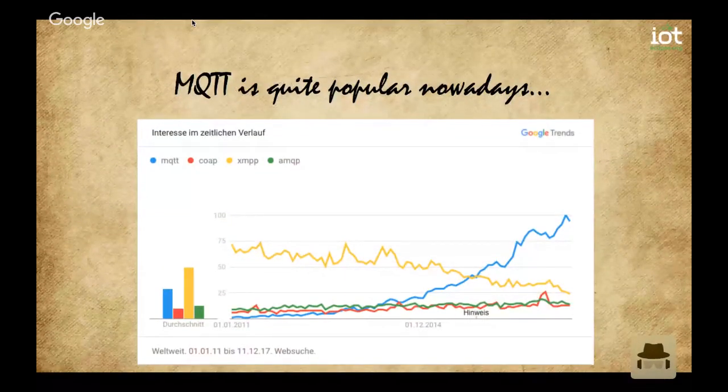And what we also can see, MQTT gained a lot of traction. So this is a Google Trends chart, which shows MQTT compared to other IoT protocols, which are also pretty popular. But we see at least the Google search amount increased over time. And nowadays, MQTT is one of the most popular protocols for Internet of Things development which exists.